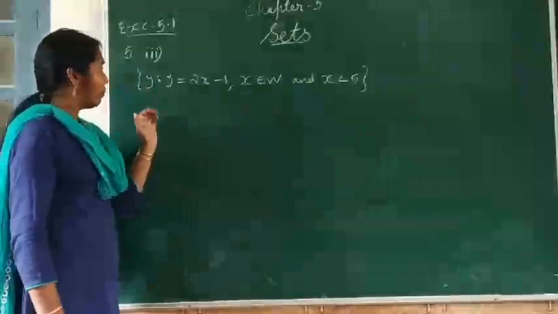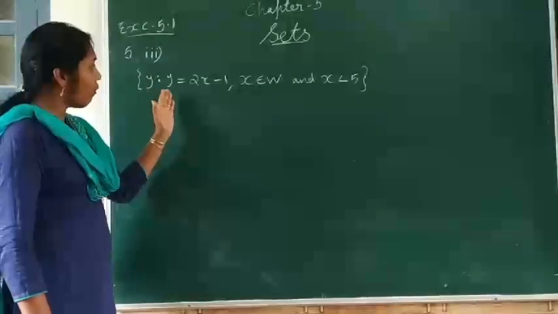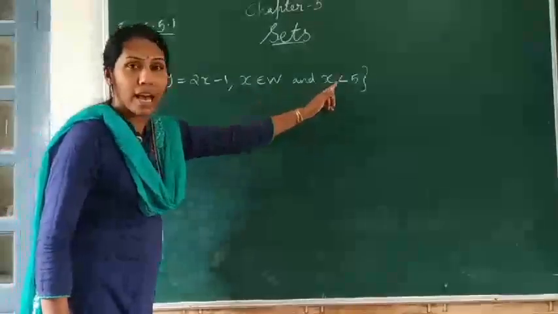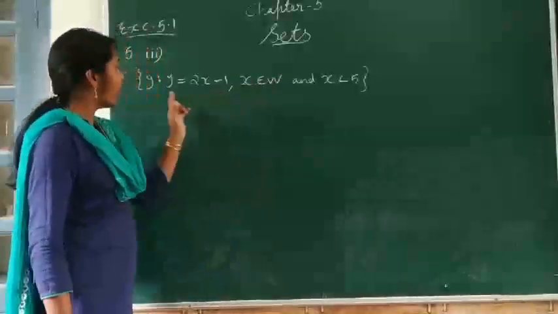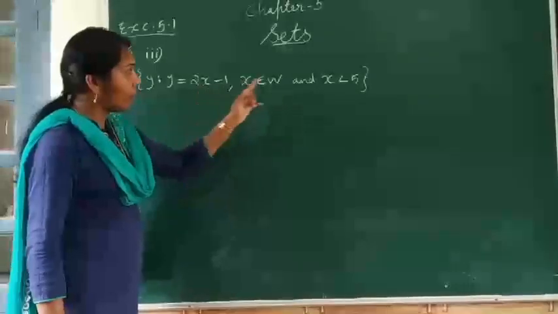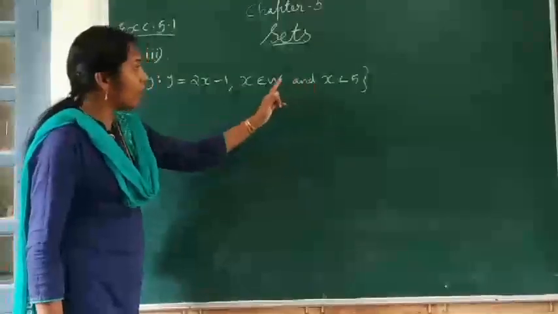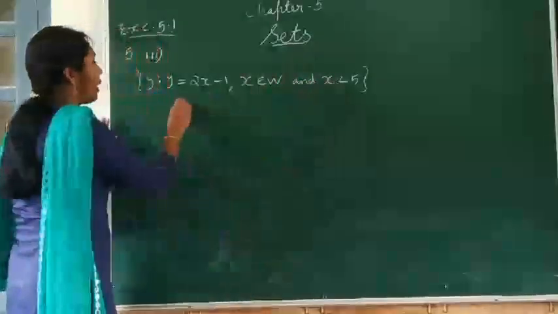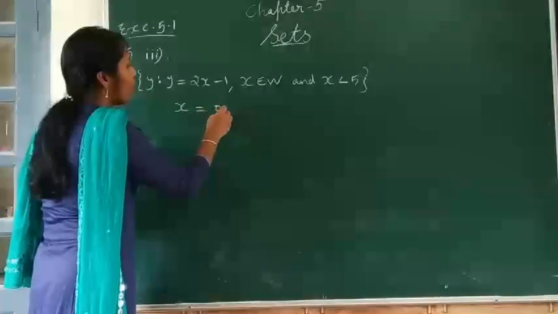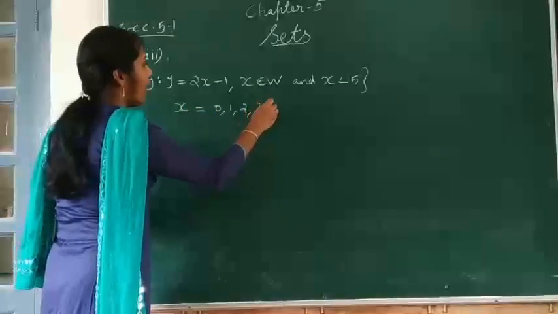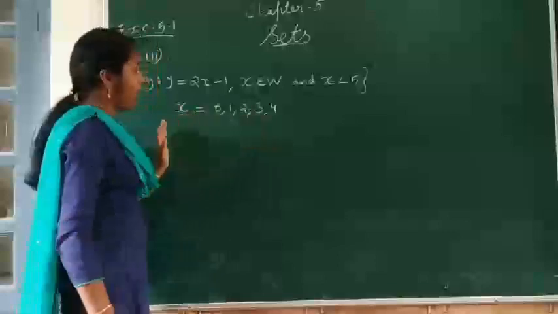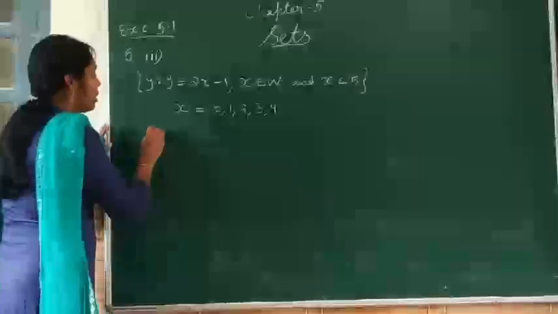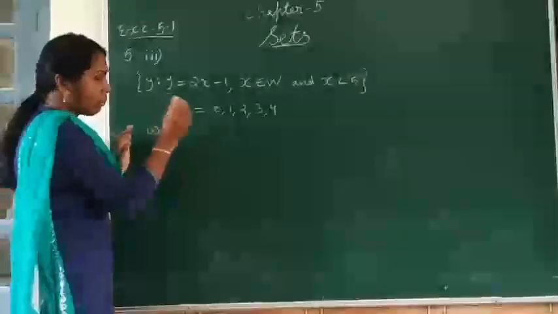Now the third set: y such that y is equal to 2x minus 1, x belongs to W and x is less than 5. Here the values of y depend on the values of x, and all the x values belong to whole numbers and are less than 5. Therefore, we can write the values of x as 0, 1, 2, 3 and 4. These are the values of x. Now, for each value of x, we have to find out the value of y. We have to follow the same method as in the previous question.